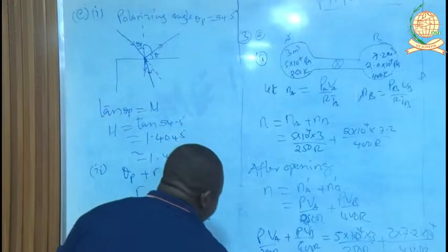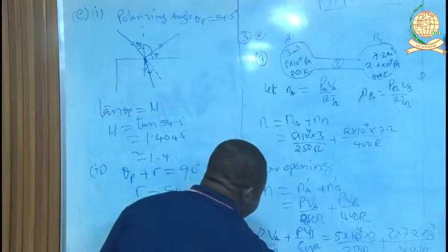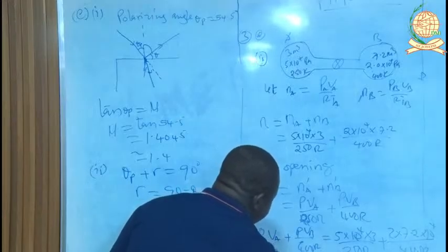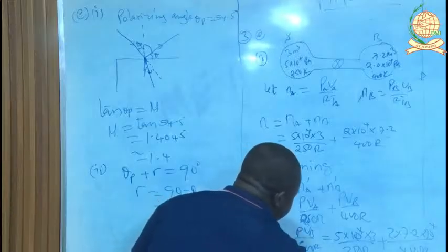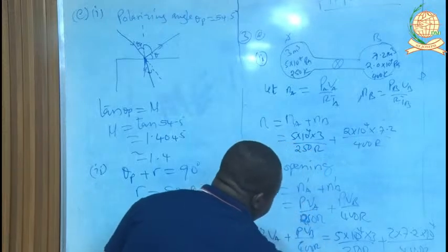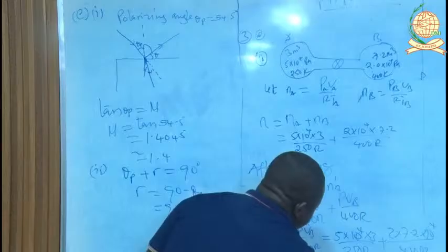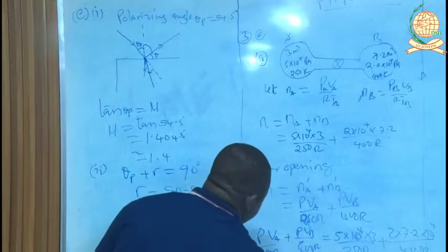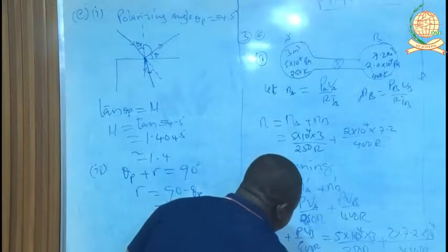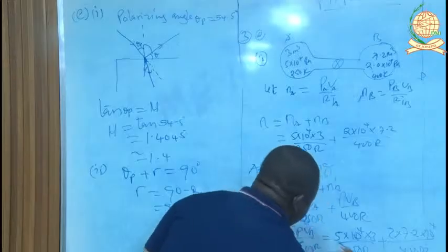So after that, you make P the subject. P will be equal to 5 times 10 exponent 4 times 3 over 250 R plus 2 times 10 exponent 4 times 7.2 over 400 R. This total is over 3 to 4 R plus this 7.2 over 400 R.